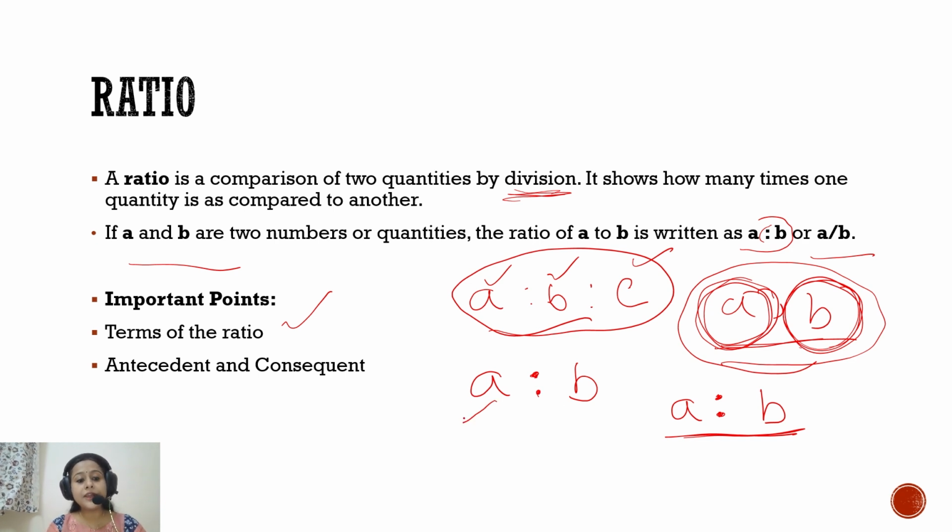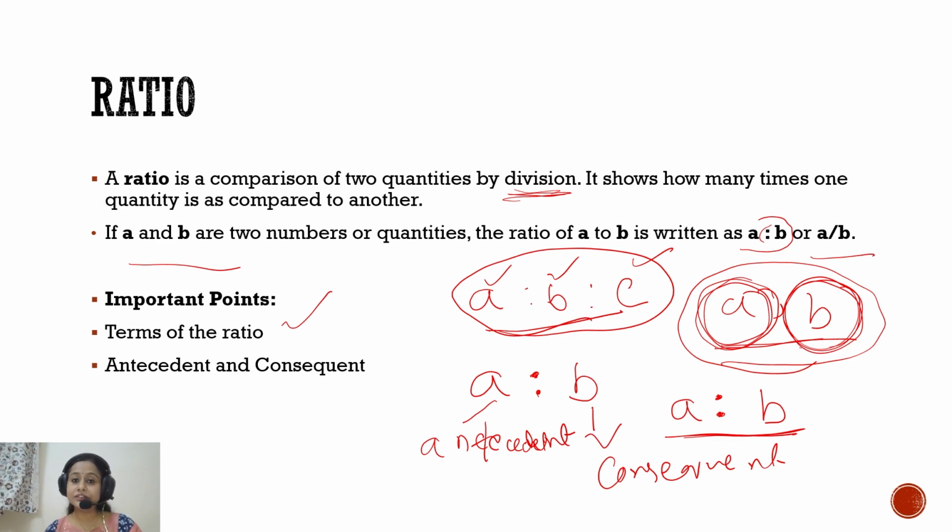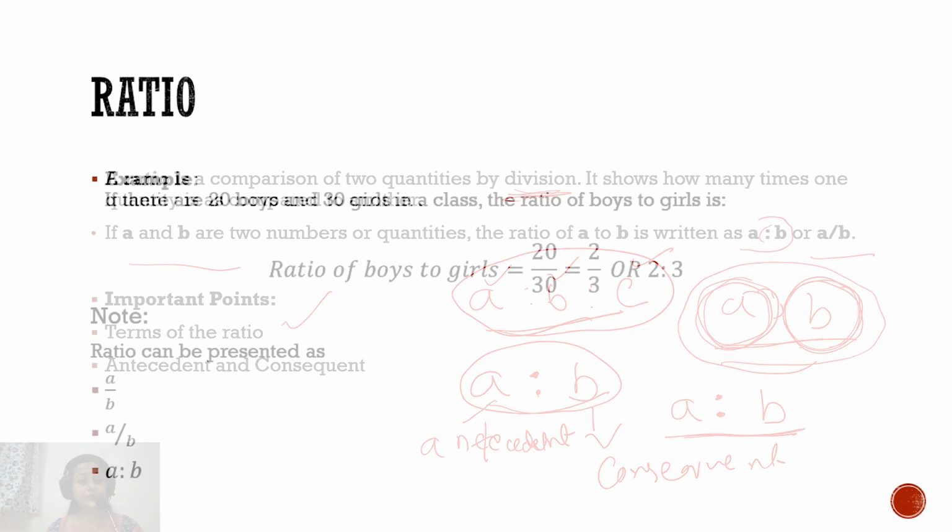A will be called the antecedent, as mentioned here, and B, the second term, will be called the consequent. In case of three terms, we just call them the first term, second term and third term. So just remember that when there are two terms, the first term is called the antecedent and the second term is called the consequent.